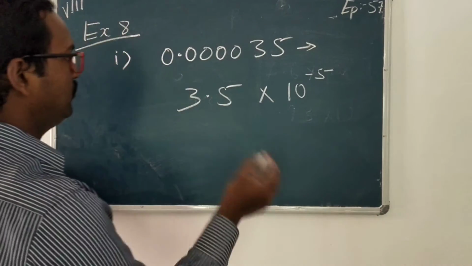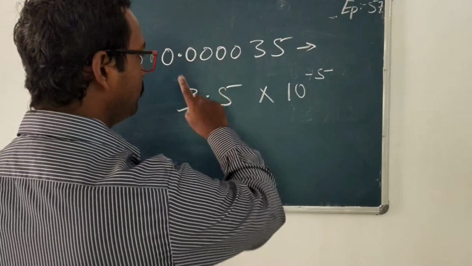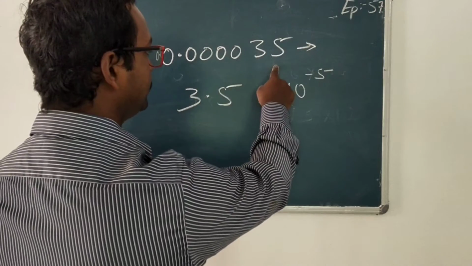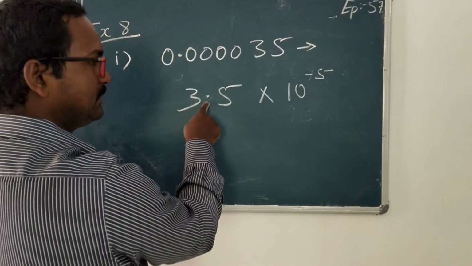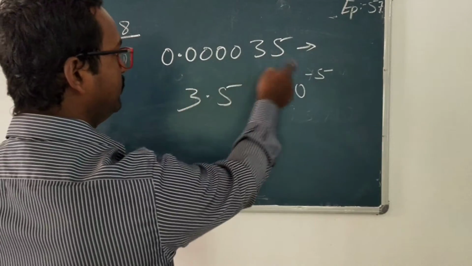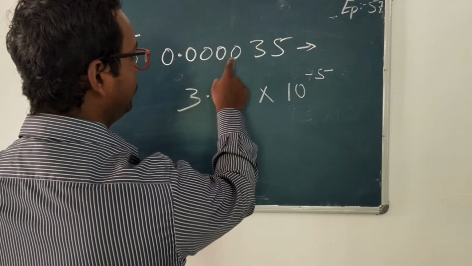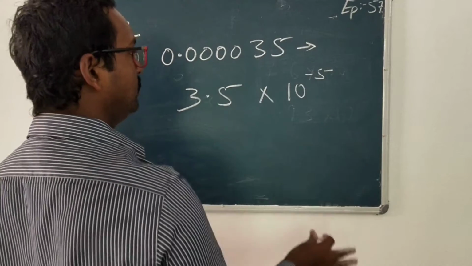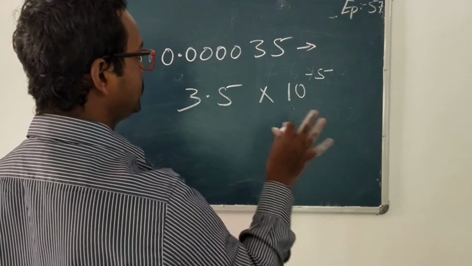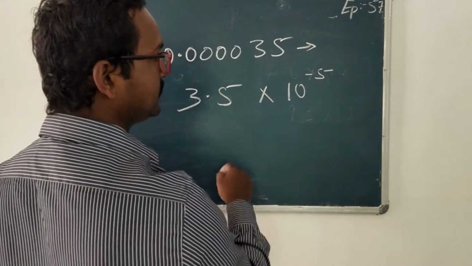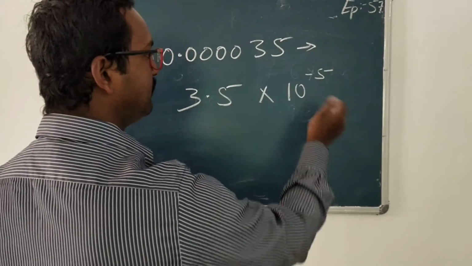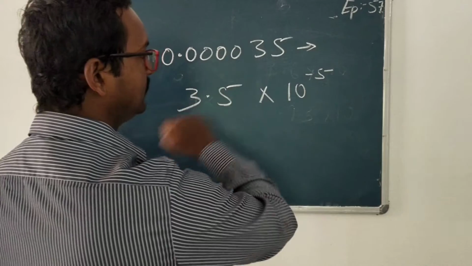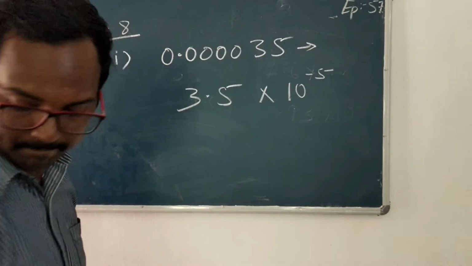So you just have to count how many positions you have moved towards right to reach here. Initially the decimal was here, now you have put the decimal here. So you have to count how many positions you have moved: 1, 2, 3, 4, 5. So you moved 5 positions towards right. So 10 to the power minus 5. And remember, when you move towards right, the power is always going to be negative, a negative exponent. Okay.